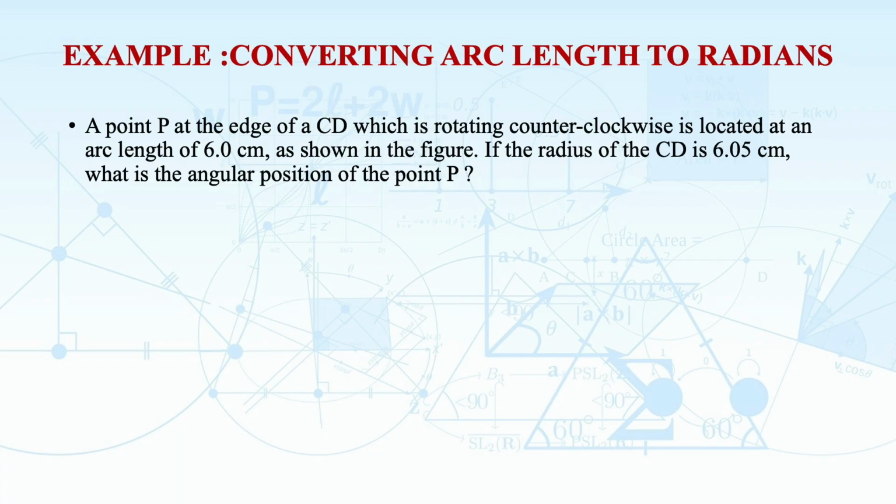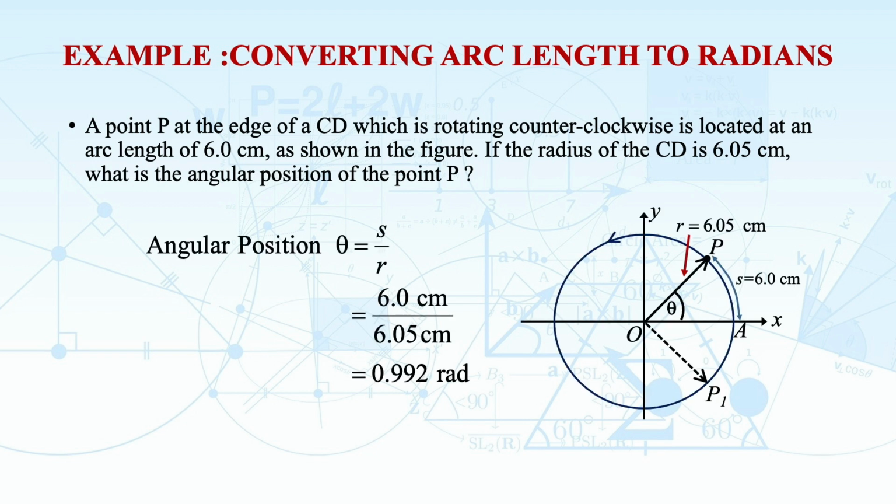So let us do a quick example in which we connect the arc length and the radius to get an angular position in radians. Now, all of you are familiar with CDs. Let us assume that you have a rotating CD. The CD is rotating counterclockwise, and we say that at any particular instant of time, a point P on the CD is located at an angle theta, and at that point it has covered an arc length of 6 centimeters and the radius of the CD is 6.05 centimeters. So, can you give a value to theta? How do you do that?